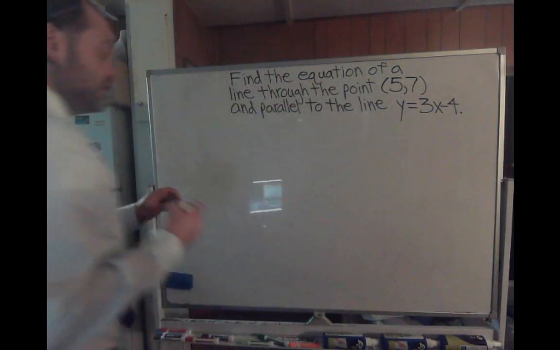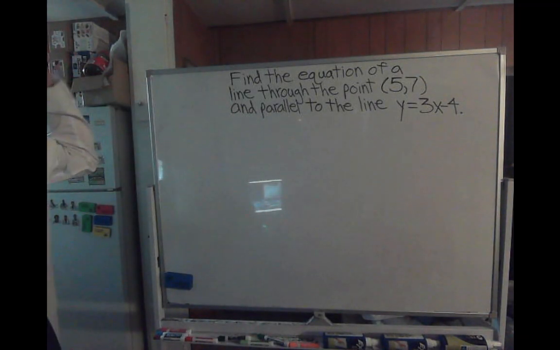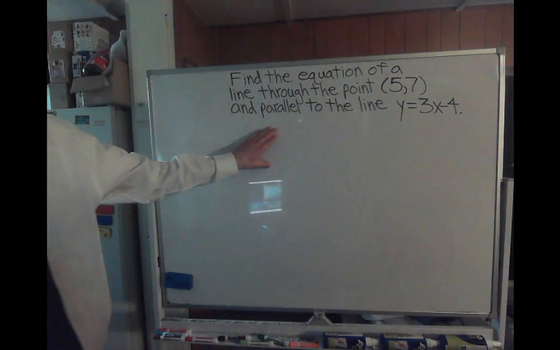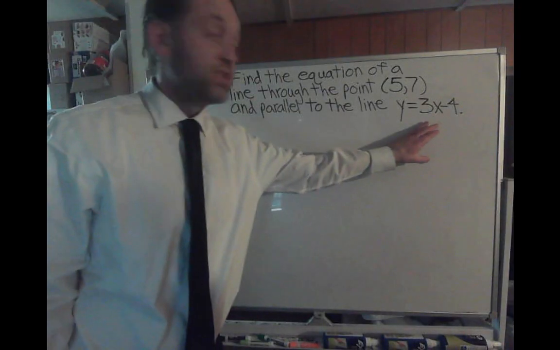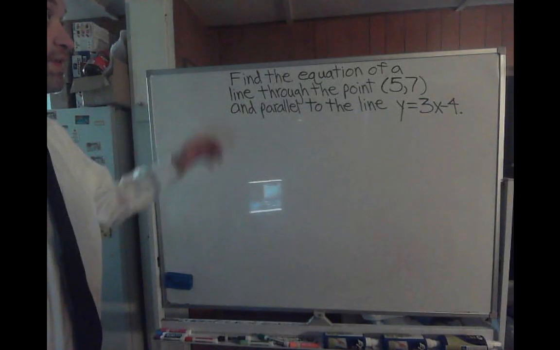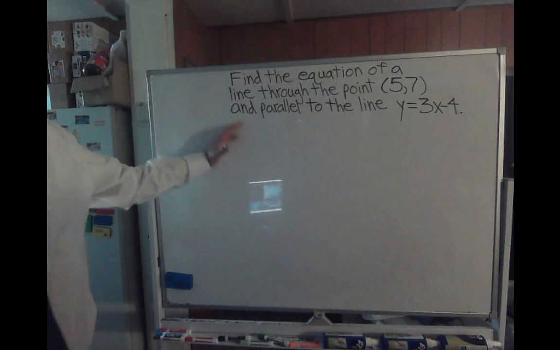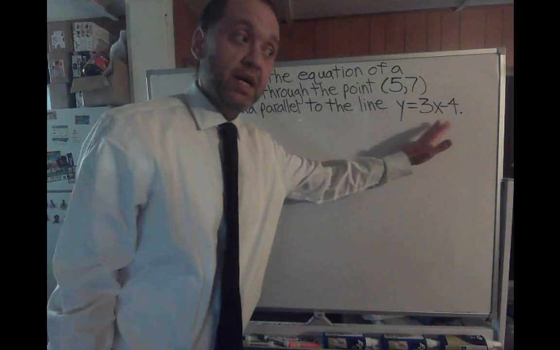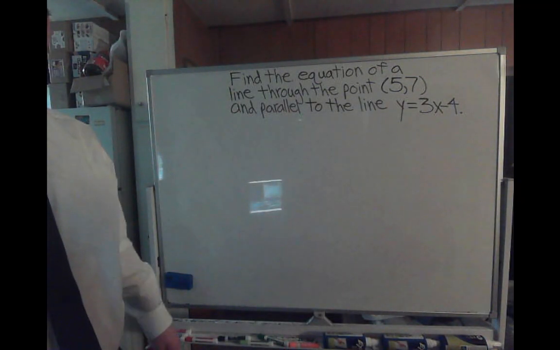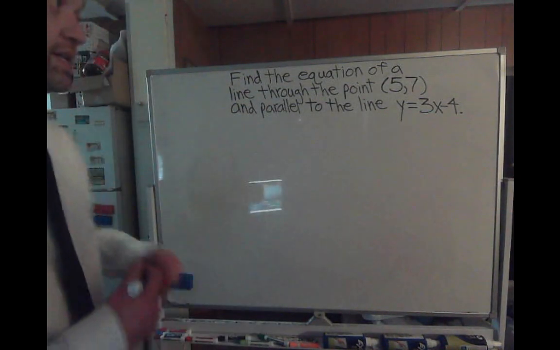Alright, so a little bit different here. We are being asked to find the equation of a line through the point 5, 7 and parallel to the line y equals 3x minus 4. So it's a little bit different. Well, like we did with the other problems, go ahead and take the slope of your first line of y equals 3x minus 4.